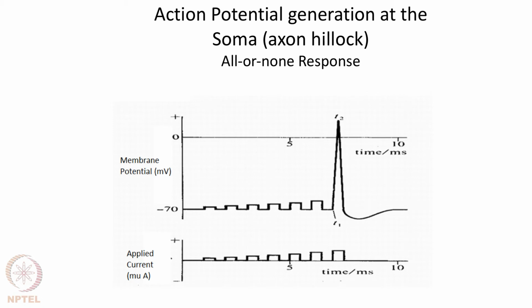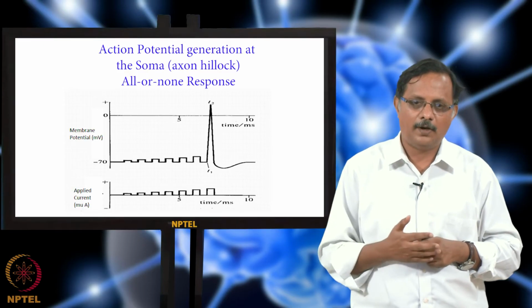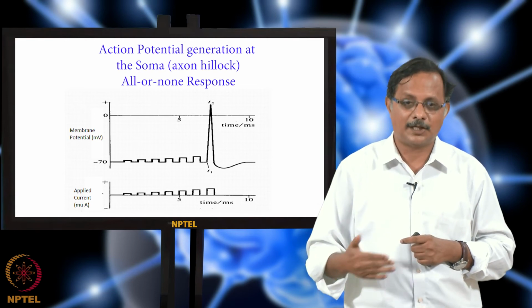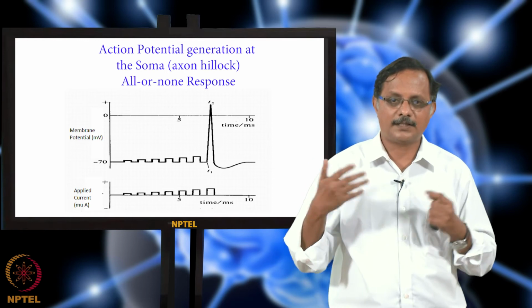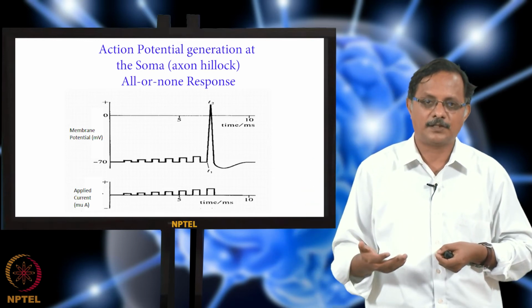As your amplitude increases, the upward deviation of the membrane potential also increases progressively up to a point. But beyond a point, when the current pulse exceeds a certain threshold value, you see that the voltage suddenly shows a large upward swing, and that is the action potential.